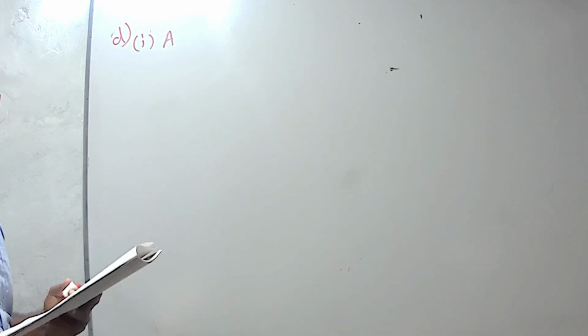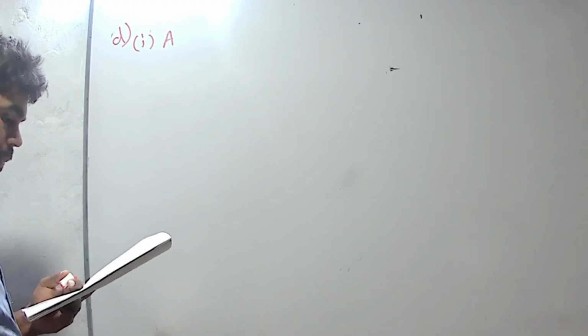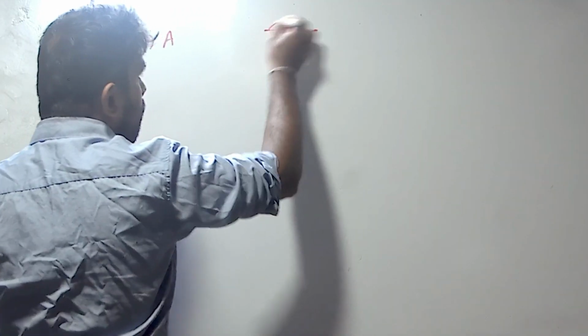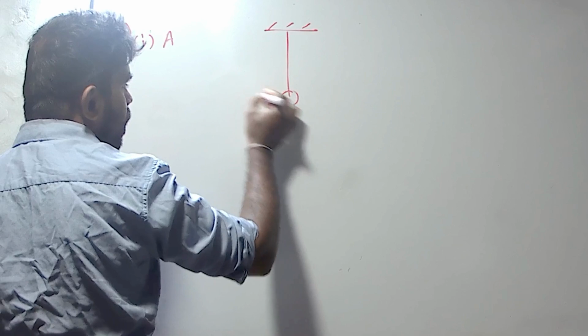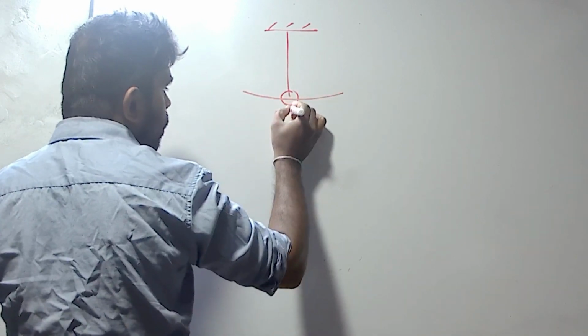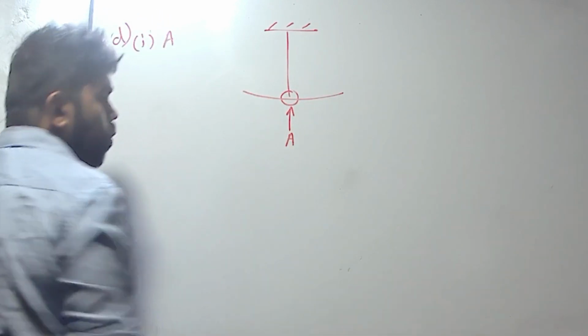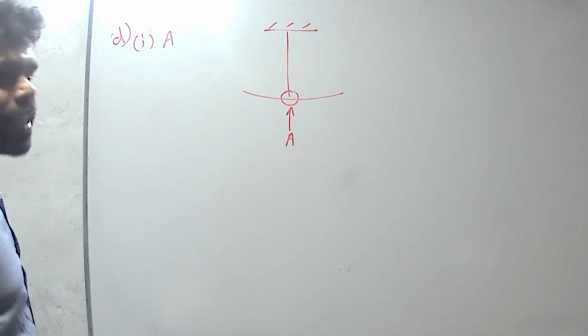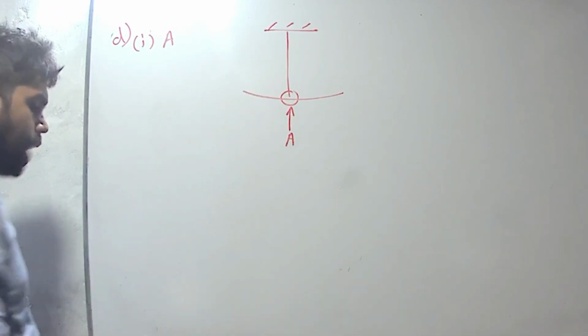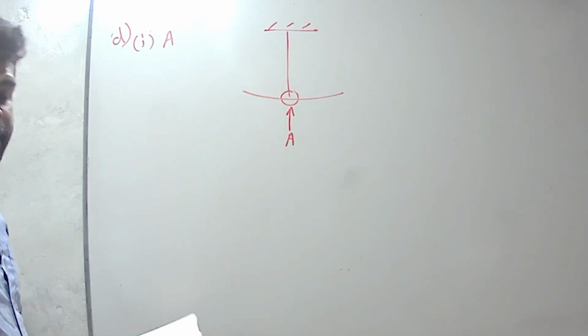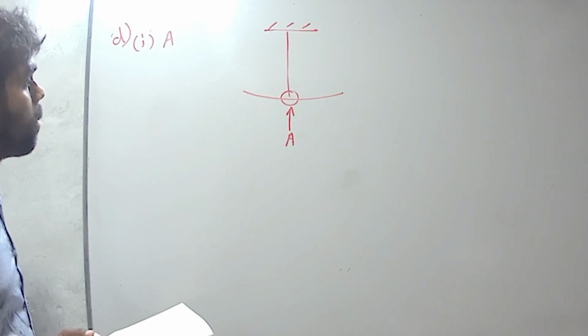We have to place the detector at A. And we have to write the reason. We can observe A means the midpoint of the path, the oscillating center. This one is A. We can observe the maximum speed of the bob at A. Therefore, the error of time measurement is a minimum value.